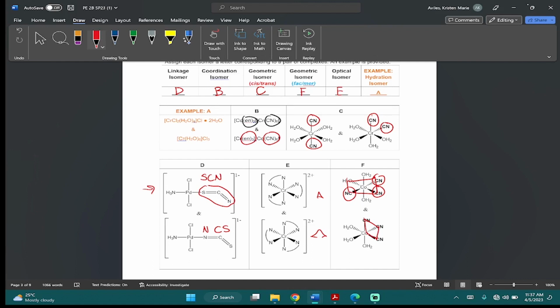I would say this is a good representation of the knowledge we expect you to know. But I can't imagine us saying draw a geometric isomer and then just having you draw a geometric isomer.